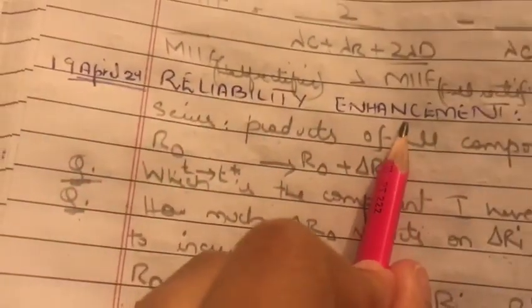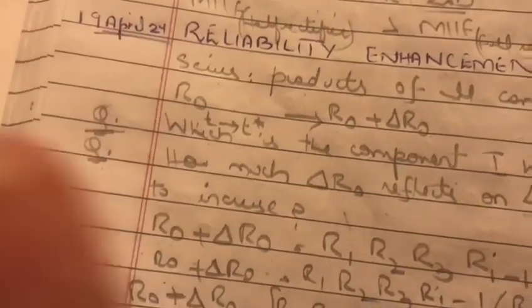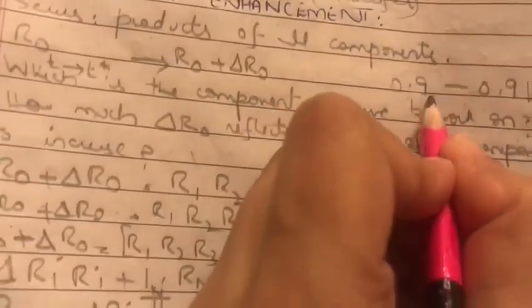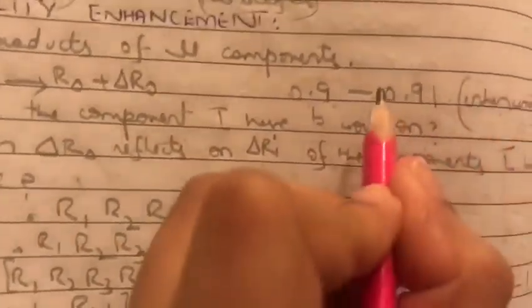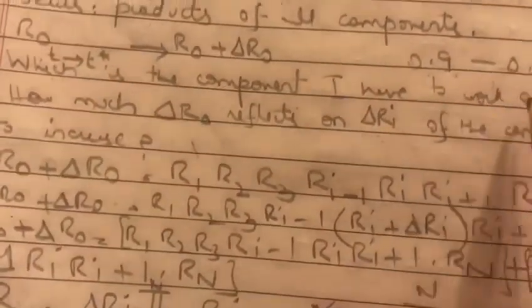Reliability enhancement. What we do in reliability enhancement is enhance the reliability of our component. Suppose we have a reliability of 0.9 and we enhance it to 0.91. Why do we do this? We do this because we have to find out which component, the one with the lowest reliability, we have to work on.